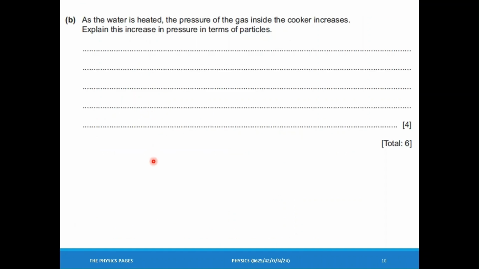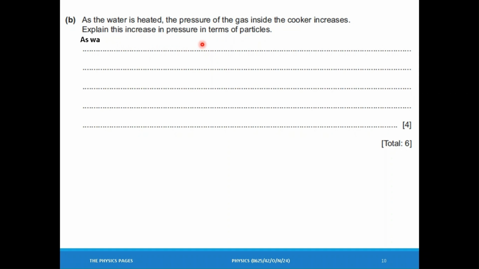Physics 0625, Paper 42, October-November 2024. Question number 4, Part B. As the water is heated, the pressure of the gas inside the cooker increases. Explain this increase in pressure in terms of particles.